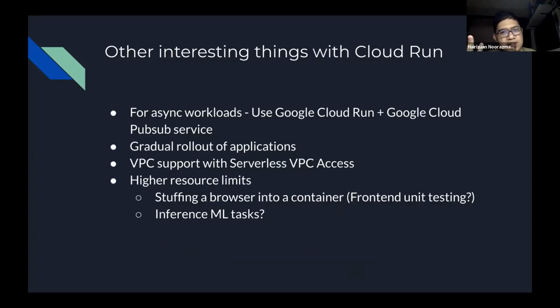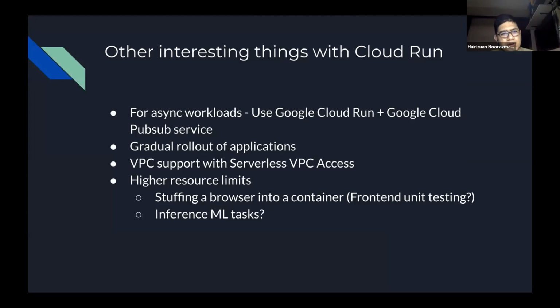There are other interesting things that you can do with Cloud Run. The case that I shared here is essentially a synchronous HTTP workload. But if you need to do an asynchronous workload, like sending messages via a publish-subscribe product, Google Cloud has Google Cloud PubSub. If you combine that with Google Cloud Run, you can do asynchronous workloads. Essentially, you have a service that's cheap to use, and you are charged only when you trigger it, when you send a message to PubSub.